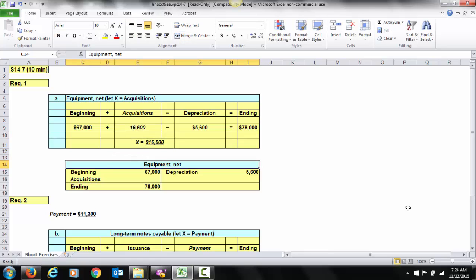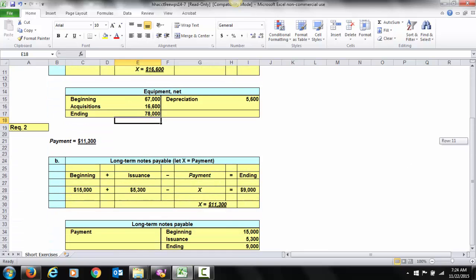I like to set it up as a T account. For me, that just works better. So here, I know that I've started with 67,000. I'm going to subtract out with a credit my depreciation, and I know that I end up with 78,000. Therefore, my acquisitions have to be 16.6. Let's move down and look at the next requirement.